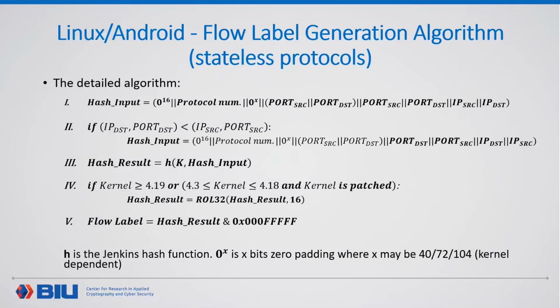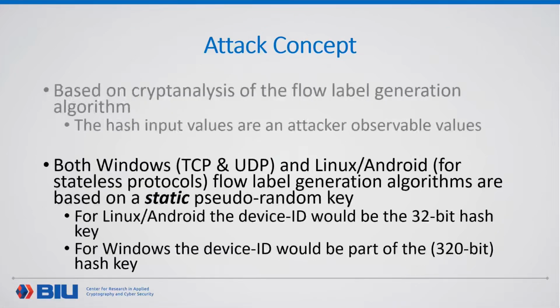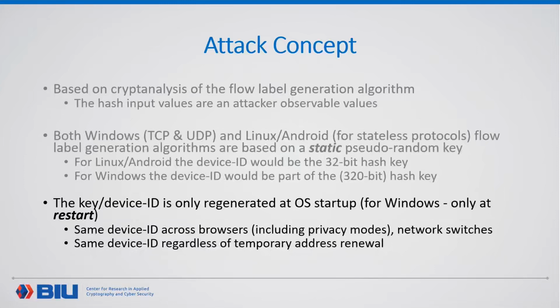This is the detailed algorithm, and the further analysis appears in the paper. Now, for the attack concept. All the hash input values of the algorithms we have just seen are attacker observable values. Both Windows for TCP and UDP and Linux and Android for stateless protocols use a static key. So this key, or parts of it, might be used as a device ID. Furthermore, the key is regenerated only on restart.